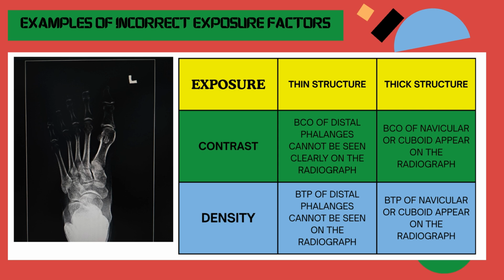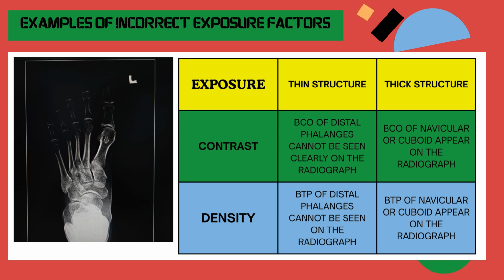Here is an example of incorrect exposure factors for AP foot X-ray. Based on this radiograph, we can see the image is overexposed. The contrast is inadequate because the bony cortical outline of thin structure, which is distal phalanges, cannot be seen clearly on the radiograph, while the bony cortical outline for thick structure, which is navicular or cuboid, can be seen on the radiograph.